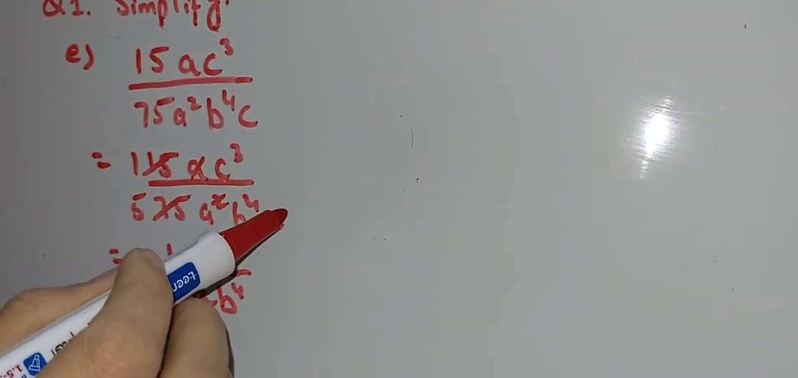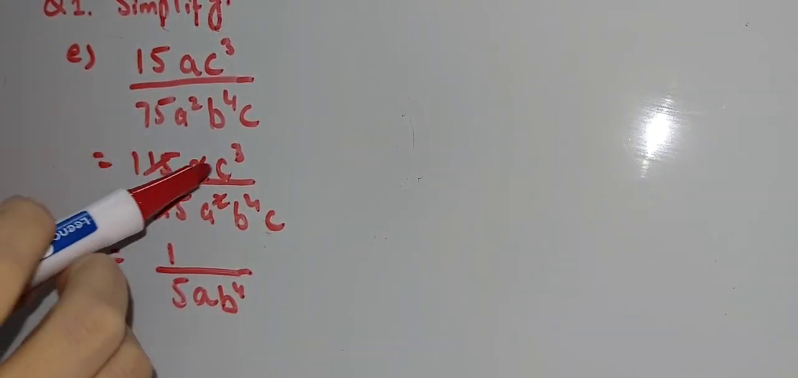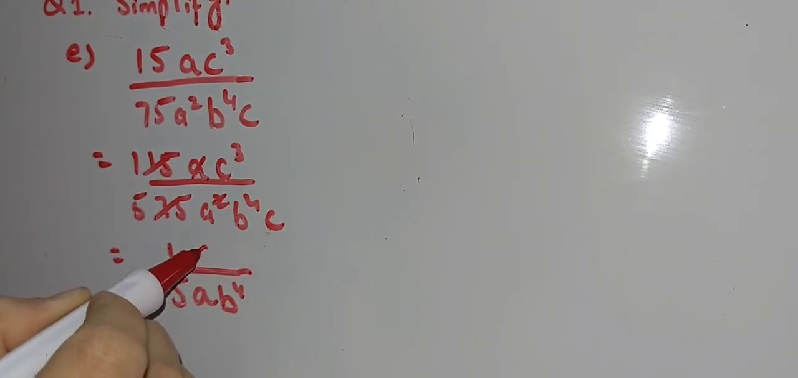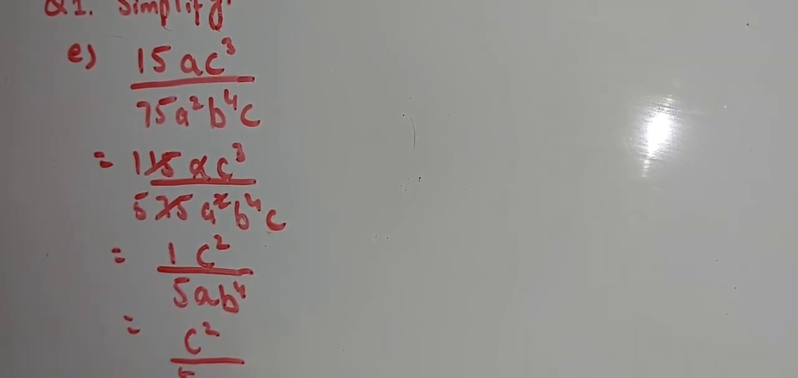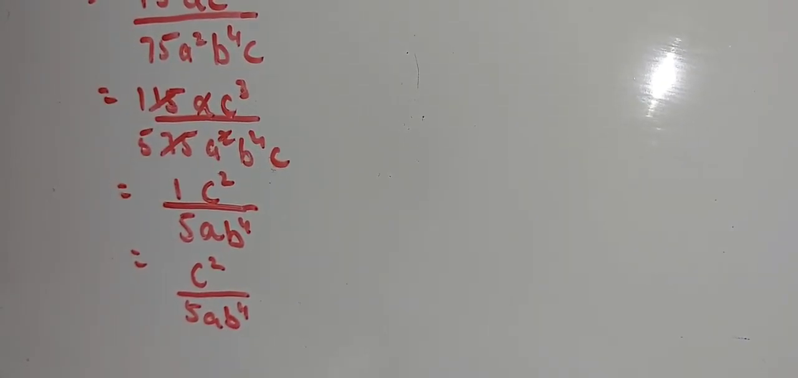Now b4 will come as it is because there is nothing to compare b with. And c: here 1 in the denominator and in the numerator we have c cube. So what do we have to do? We have to subtract 1 from 3, so it will become c square. So our final answer will become c square upon 5ab4. Okay, so this is our final answer and this is the simplified form for part E.